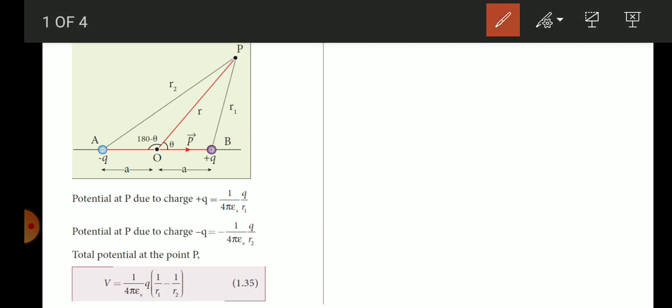First we will calculate the electric potential at point P due to plus q charge. This is given as, we know the formula, correct? 1 by 4 pi epsilon naught, q by r1. Here r1 is the distance between plus q and point P. Similarly, the potential at point P due to minus q charge is minus 1 divided by 4 pi epsilon naught, q divided by r2. Then the total potential as per the formula, V is equal to V1 plus V2.